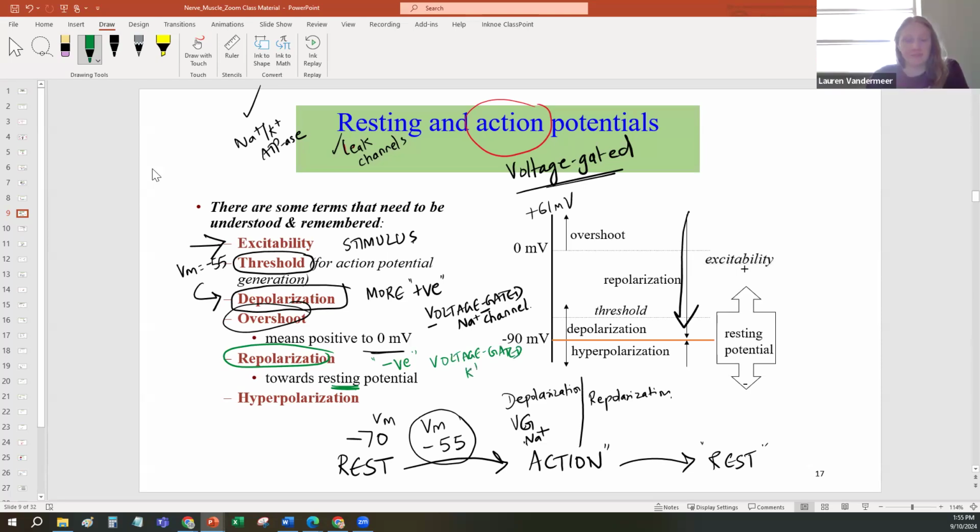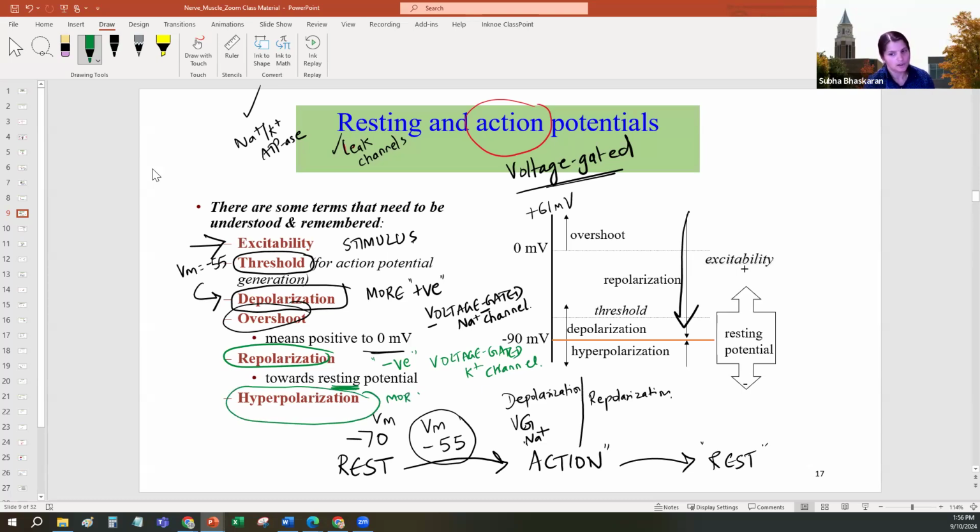Potassium. Very good, potassium. Yes or no? Right? And then because voltage gated potassium channels are less powerful than the sodium ones, these are very, very slow to close. They keep themselves open for a long time, causing hyperpolarization, more negative. That's about it.